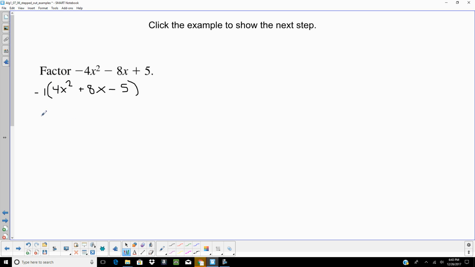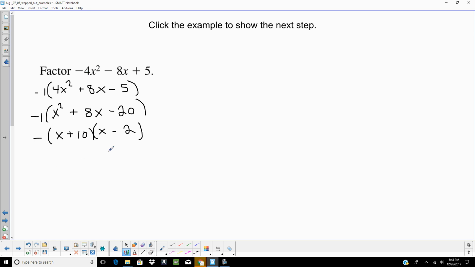4 times negative 5 is negative 20. I'm going to have x squared plus 8x minus 20. So now I'm just going to think of that as a negative sign instead of negative 1. Now I need to find two numbers that multiply to negative 20, add to 8. Those two numbers are positive 10 and negative 2.